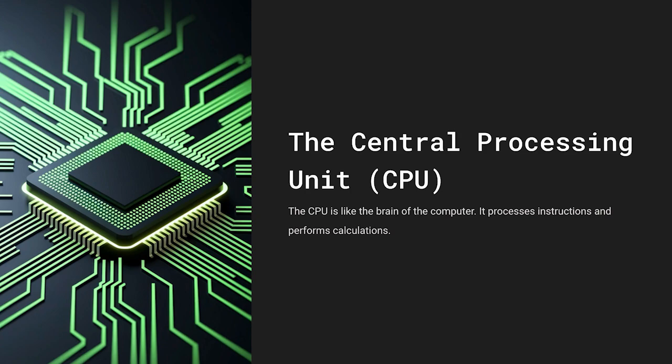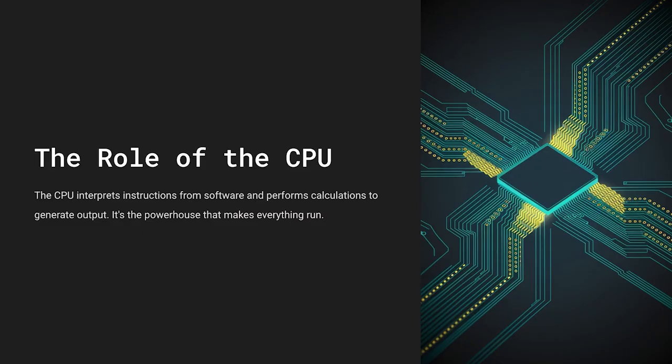So we talked about the CPU. It's like the brain. You've got to have it, and it's really going to determine a majority about your computer. The role of the CPU is to take instructions from the software, calculate that data, and then generate an output. So that's what the CPU does.